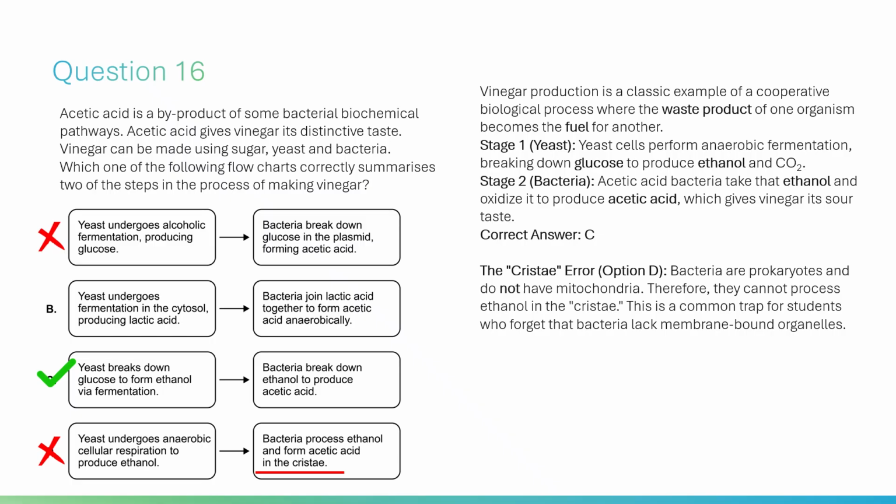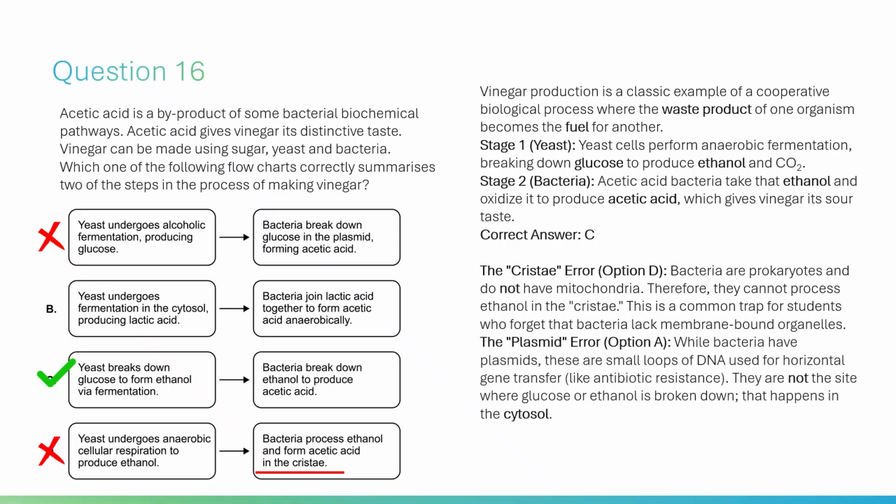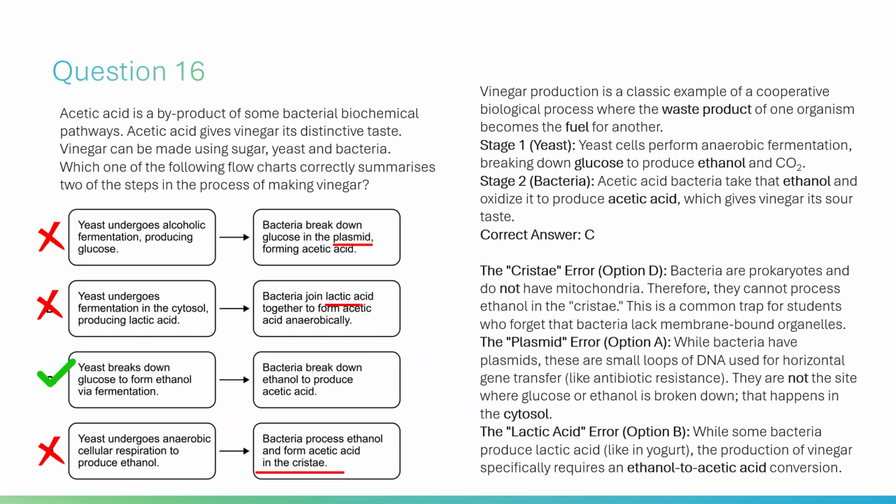The plasmid error. Option A. While bacteria have plasmids, these are small loops of DNA used for horizontal gene transfer, like antibiotic resistance. They are not the site where glucose or ethanol is broken down. That happens in the cytosol. The lactic acid error. Option B. While some bacteria produce lactic acid, like in yogurt, the production of vinegar specifically requires an ethanol to acetic acid conversion.